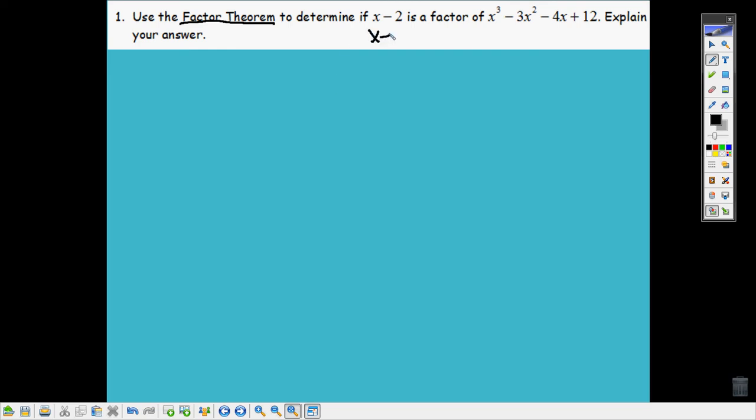So remember, when we do synthetic division, it's the 0 that goes in the box, not the factor. So I'm going to put my 2 in my box. Remember, my coefficients go across here. The first thing you want to check is to make sure that you're not missing something, so that you need a 0 placeholder. So I start with my highest degree and count down 3, 2, 1, and no x. So it's going to be 1, -3, -4, and 12.